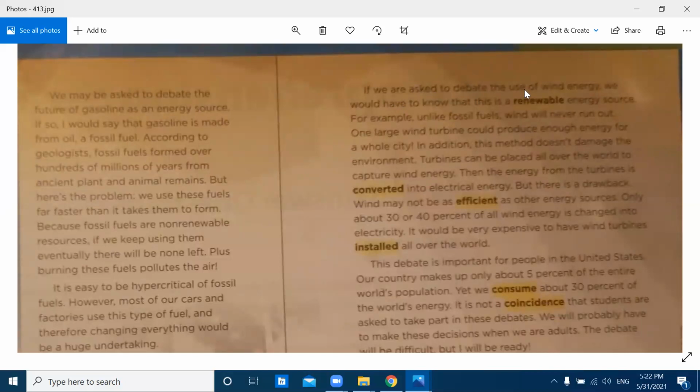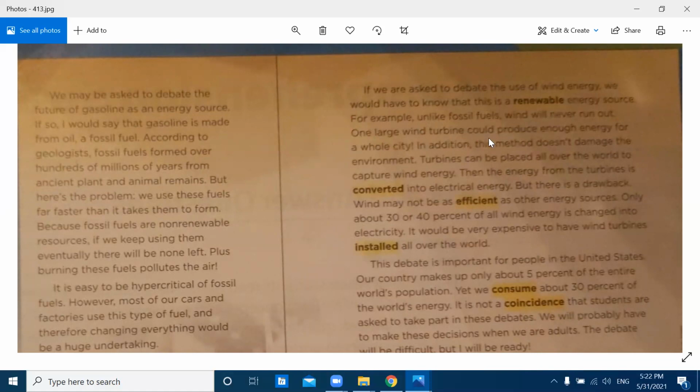If we are asked to debate the use of wind energy, okay, this is about gasoline as a resource. Now we're talking about wind energy. If we're asked to debate the use of wind energy, we would have to know that this is a renewable energy source, one that can be made new again. Okay, we can't make wind new again, but we do know that we can always create more wind. For example, unlike fossil fuels, wind will never run out. We can always make more. That's what the renewable part of this source is. It doesn't run out like fossil fuels. We can always make more wind.